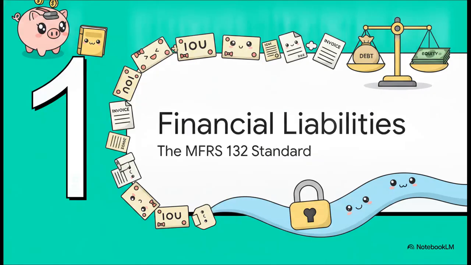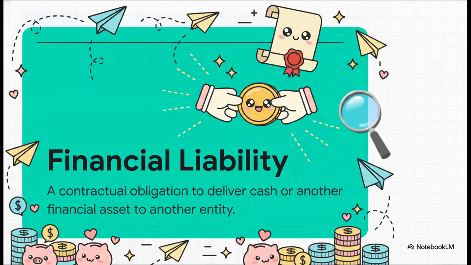All right, let's jump right into Section 1, defining financial liabilities under the MFRS 132 standard. We have to start with the absolute foundation. Under MFRS 132, a financial liability is defined as a contractual obligation to deliver cash or another financial asset to another entity. So the key phrase you really need to underline here is contractual obligation to deliver cash. If you owe someone money because of a legally binding contract, boom, you've got a financial liability. It's that straightforward. You made a promise, a contract is there, and cash has to leave your hands.